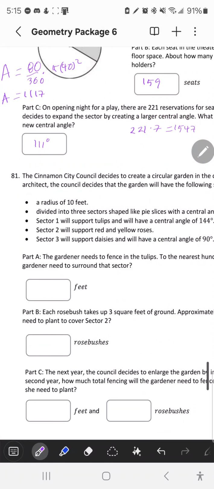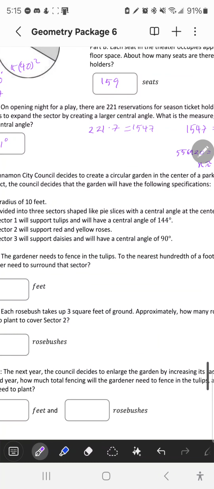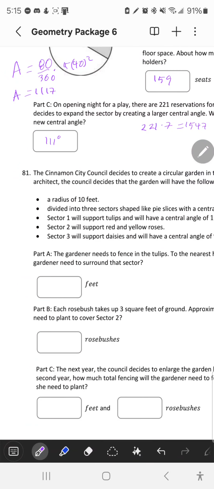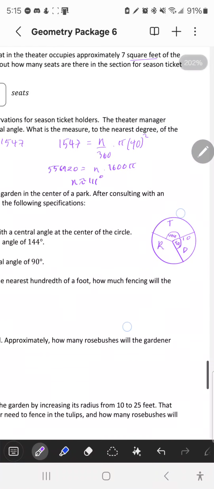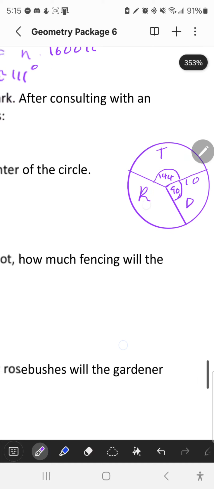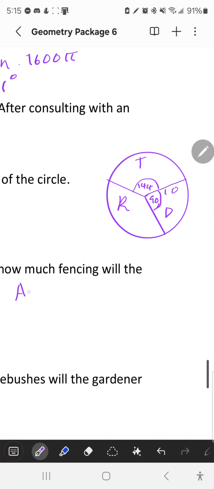So the gardener needs to fence in the tulips to the nearest hundredth of a foot. How much fencing will the gardener need to surround that sector? Okay, I'm looking at the tulips. It's not only the arc line, it's also the sides. So we need the perimeter, but for the perimeter we need the length of the arc. Let's use the formula. The arc length is equal to the angle, which is 144 over 360 times 2 pi r. So 2 pi r is the circumference, and r is 10.